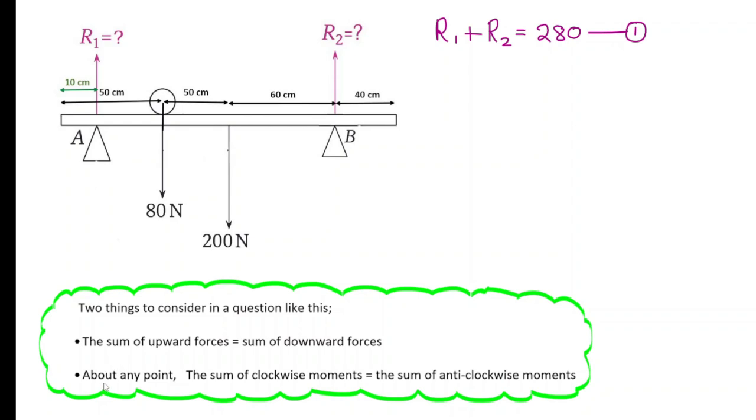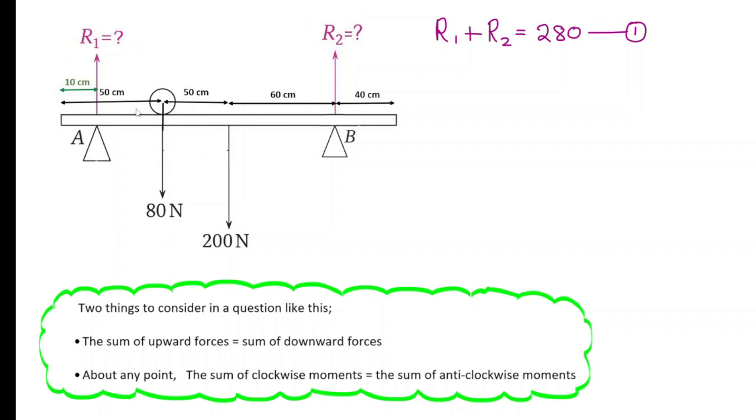Second one, about any point, the sum of clockwise moments is equal to the sum of anti-clockwise moments. This is the principle of moments. Now, this is true about any point. I can take it about the midpoint if I want. The problem is, if I do that, I have one unknown here, another unknown here. Then it's difficult to do. I mean, I can do simultaneous equations with this one, but that's going to make it longer.